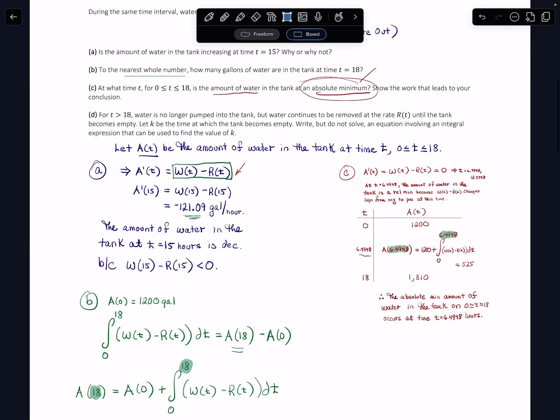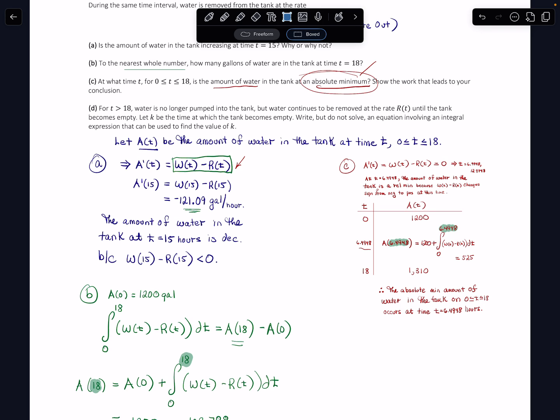So last one here. For time t greater than 18, water is no longer pumped into the tank, but water continues to be removed at a rate r of t until the tank becomes empty. So water is only leaving the tank, right? There's nothing coming in anymore. Let k be the time at which the tank becomes empty. I see where this is going.